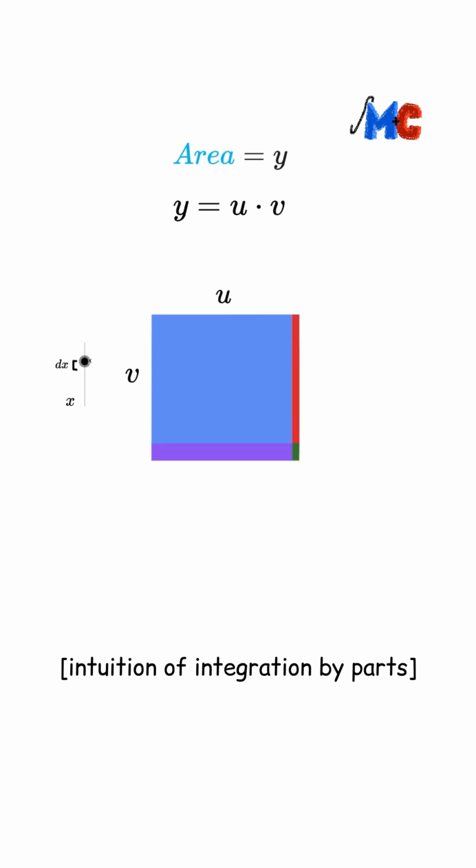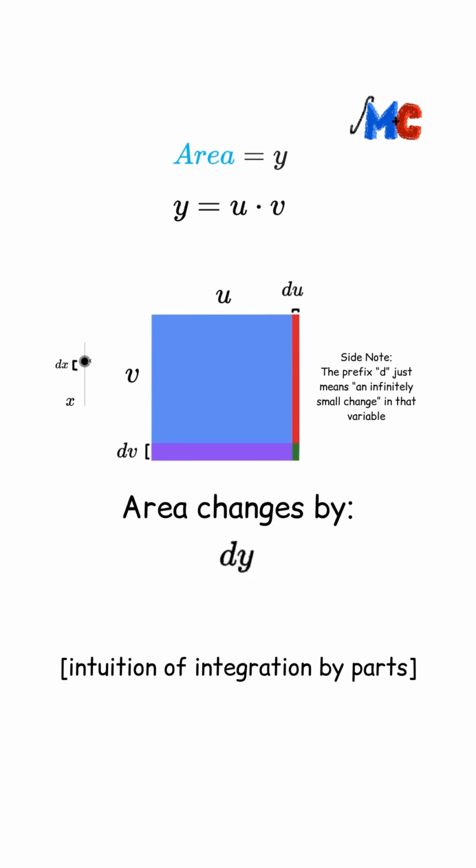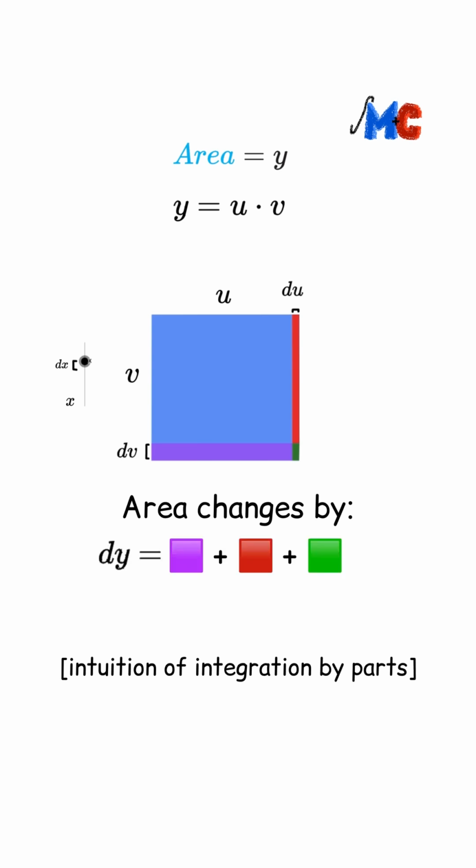We find that in increasing the value of x by some really small amount, the values of u and v also increase by their own infinitely small amounts, which we'll label as du and dv, and as a result, the area of the rectangle itself increases by its own really tiny amount, which we'll label as dy. If we want to calculate this change to our area, dy, we'll have to do this by adding up the areas of our new rectangles that have been tacked on to our original blue rectangle.